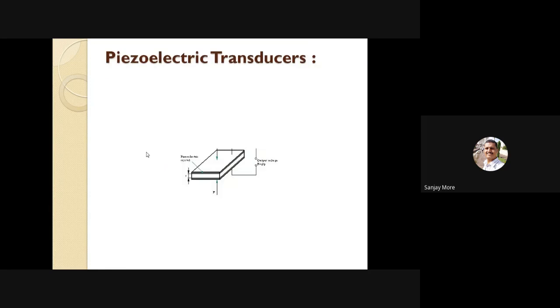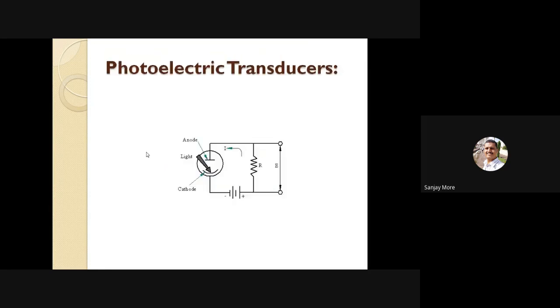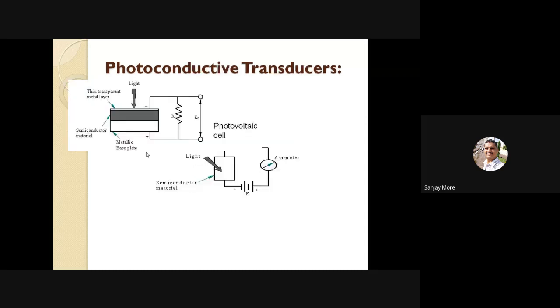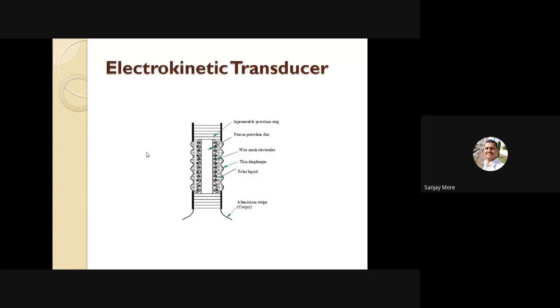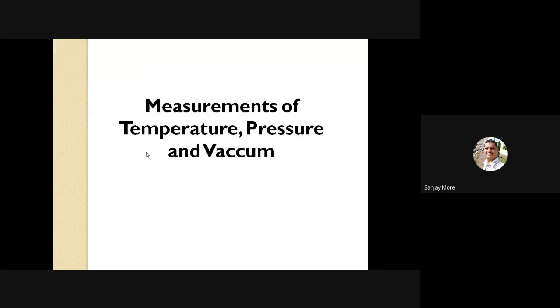Okay. Piezoelectric transducers and photoelectric transducers. Also photoconductive transducers. These are the examples of electrical transducers. Ionization transducers. For example, a bulb also is an example of ionization transducers. Electrokinetic transducers. Okay.